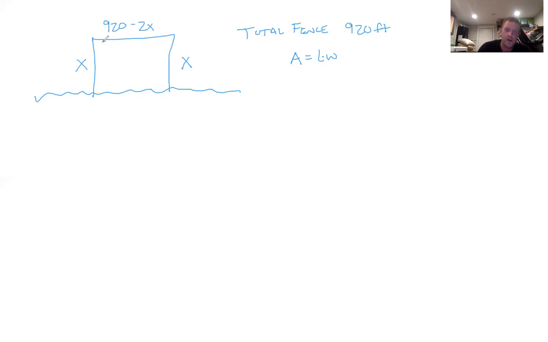Now to find the area, again, it's length times width, and I want to maximize that. So I'm going to say I want to max this, so it's length times the width. I'd FOIL this through, and so I'd get 920x minus 2x squared. And I want to maximize this function. That's all they're asking for.